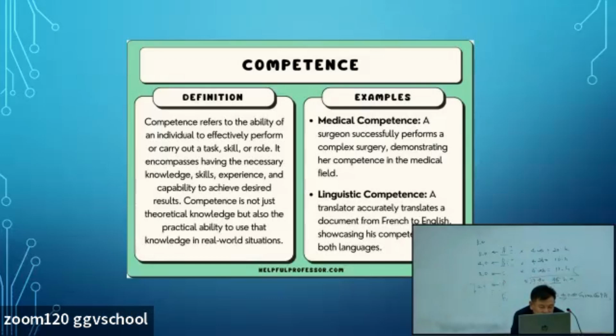So the competence theory definition is that competence refers to the ability of the individual to effectively perform or carry out tasks, skills, or roles. It encompasses the necessary knowledge, skills, experience, and the capability to achieve desired results. So competence is not just theoretical knowledge, but also the practical ability to use that knowledge in real-world situations. So competence is a very place-centered methodology.